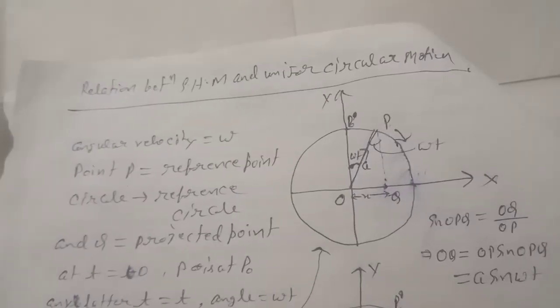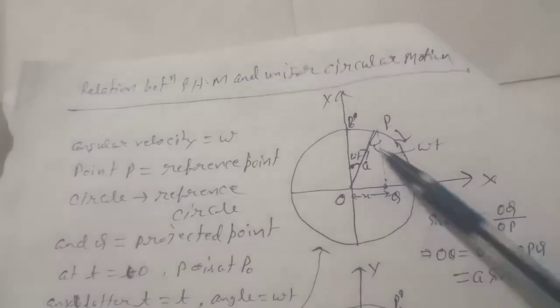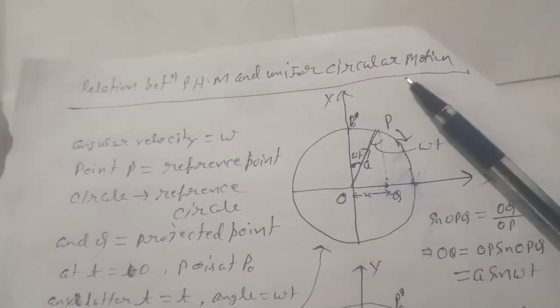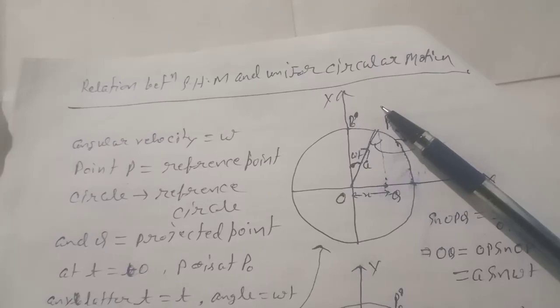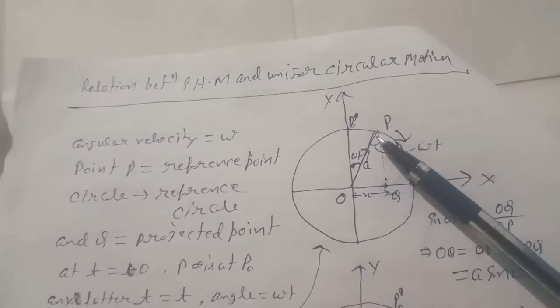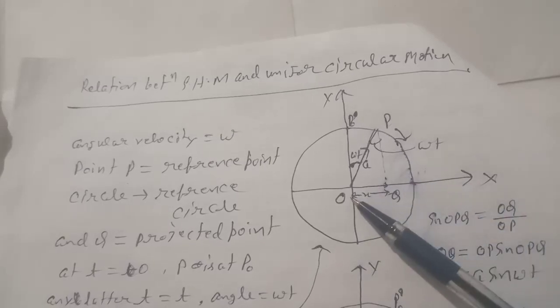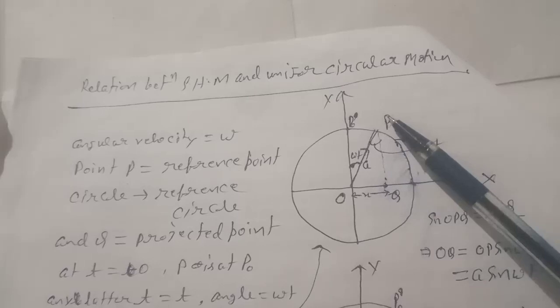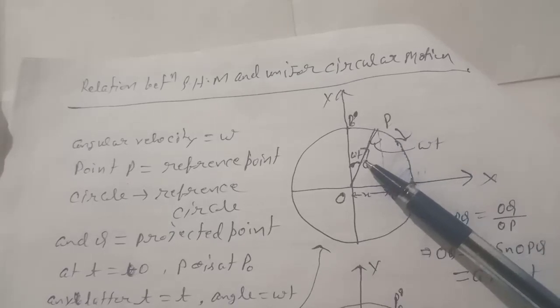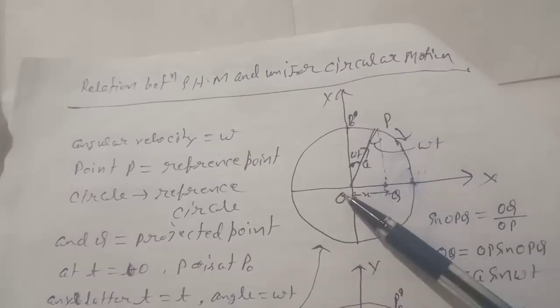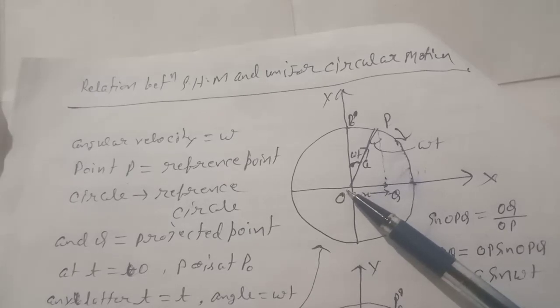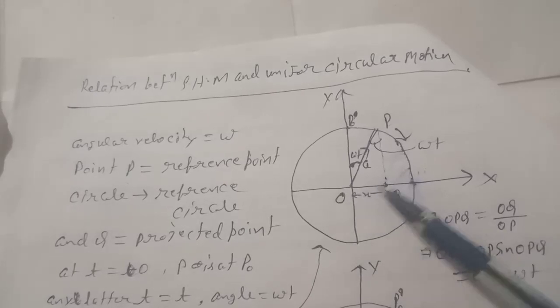Relation between simple harmonic motion and uniform circular motion. Let a point P move on a circle of center O and radius A with a constant angular velocity omega, as shown in the figure. Q is the foot of point P, or projection of point P.